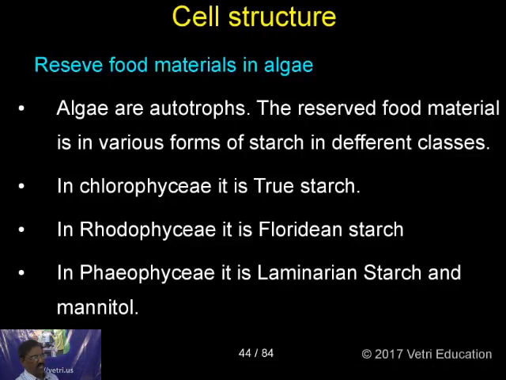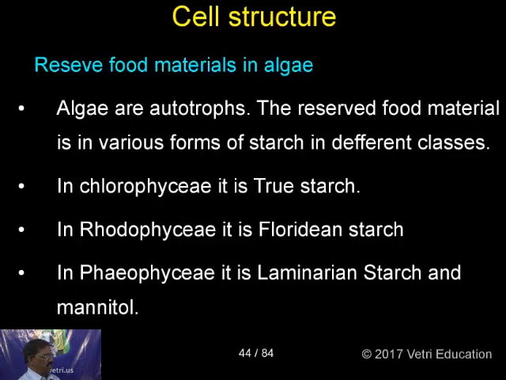Next, the reserve food material. This is also one of the important characters or criteria for the classification of algae. Since these algae have chloroplasts, they prepare their own food material, and they are autotrophs. The reserve material is in different forms of starch. In Chlorophyceae, it is true starch. In Rhodophyceae, it is Floridean starch.